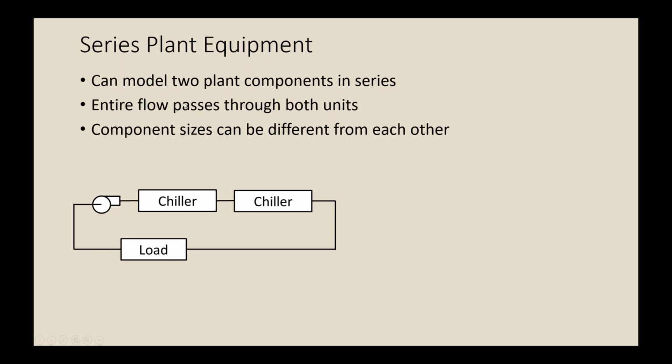And the thing to know that can be tricky in how this works out is that the entire flow passes through both chillers. And I'll talk more about what that ends up meaning in the simulation and energy use. It is possible to have different size chillers. The upstream and downstream can be different sizes from each other.